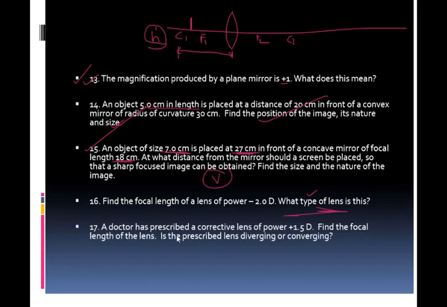Next question. A doctor has prescribed a corrective lens of power plus 1.5 diopter. So you know that if the power is a negative value, then it is one type of lens. If the power is a positive value, it is another type of lens. Now you can comment in the comment section which type of lens it is for negative and positive power respectively. Find the focal length of the lens. Power is given, so you can find its focal length. Is the prescribed lens diverging or converging? Okay, you can find it out.